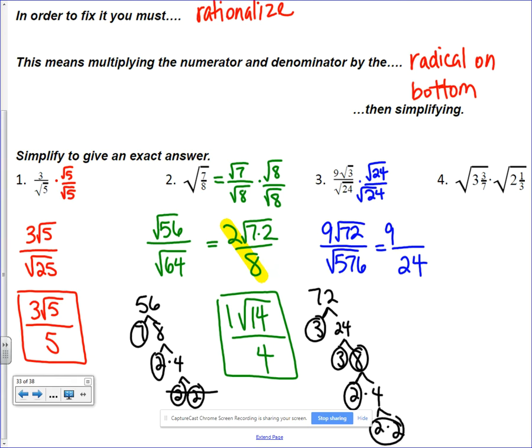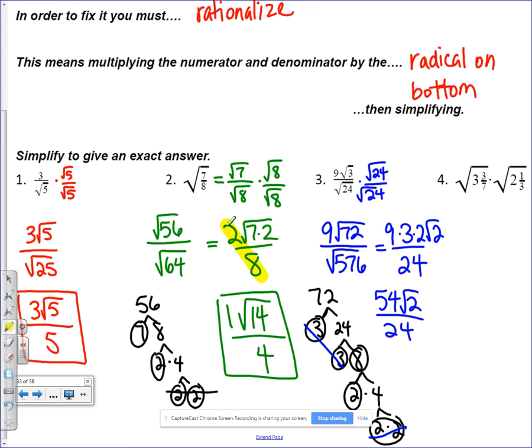So remember, we already had that 9 that was out there to begin with. I have a pair of 3s. I have a pair of 2s. And I still have a 2 left underneath. So if I multiply all that, I get 54 radical 2 over 24.